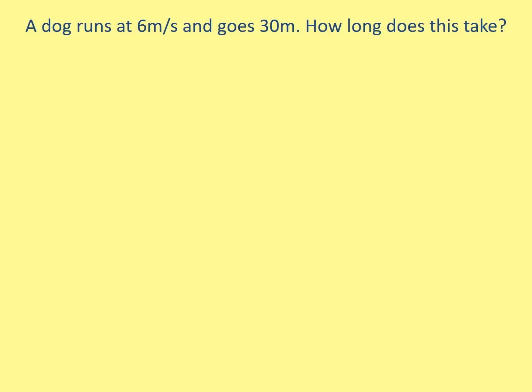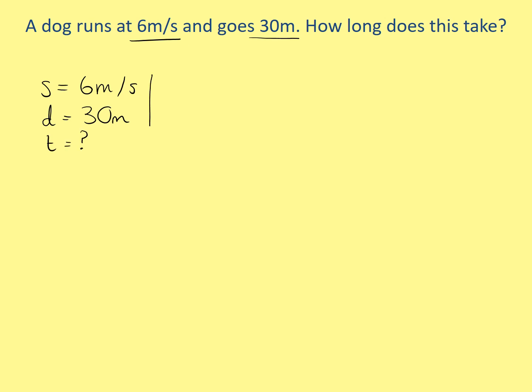Okay, let's have a look at another question. A dog runs at 6 metres per second and goes 30 metres. How long does this take? So, using our equation, we have been given a speed, so s is 6 metres per second. We've been given a distance of 30 metres, and we've been asked how long does this take, which means we need to find time.